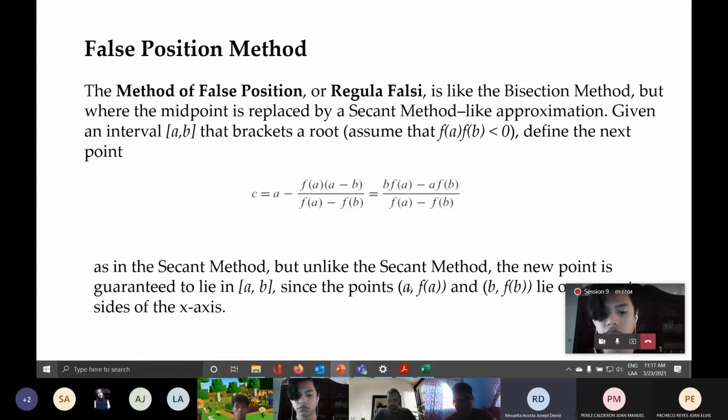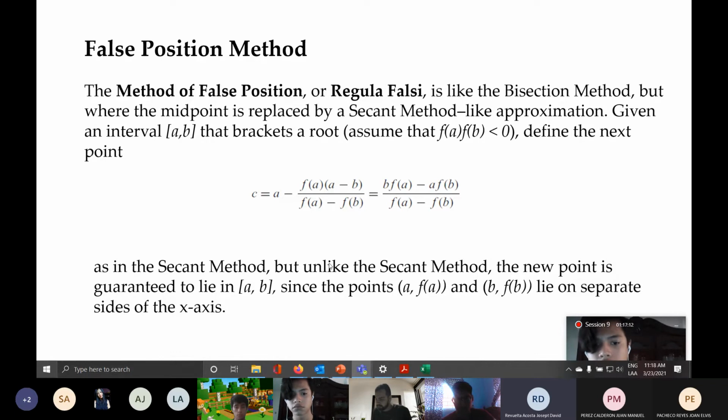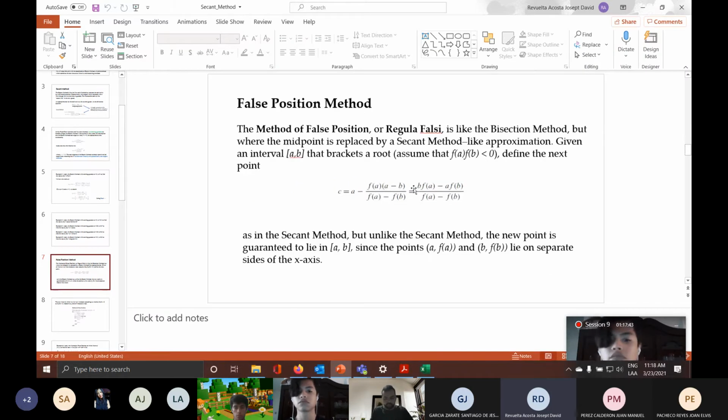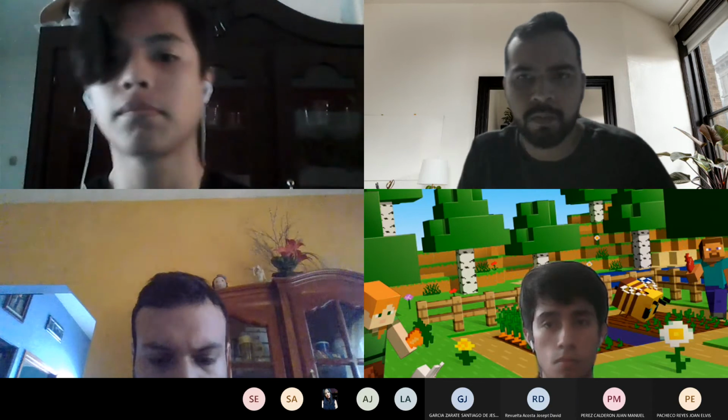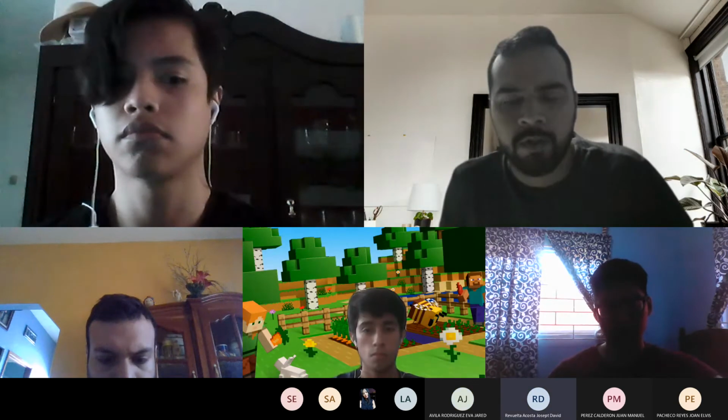Since the points A, FA and B, FB lie on separate sides of the axis, that's why the new point is going to be inside of A and B. Remember when we were discussing why FA times FB was less than zero? The multiplication was always less than zero because they lie on opposite sides of the x-axis. So in general, to make this clear, let me go to the board, because it's important for you to get the definition of this.